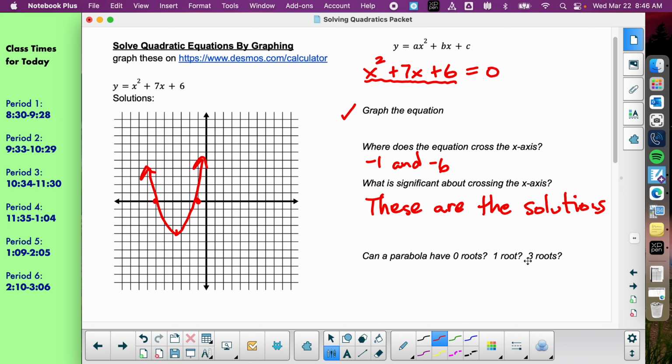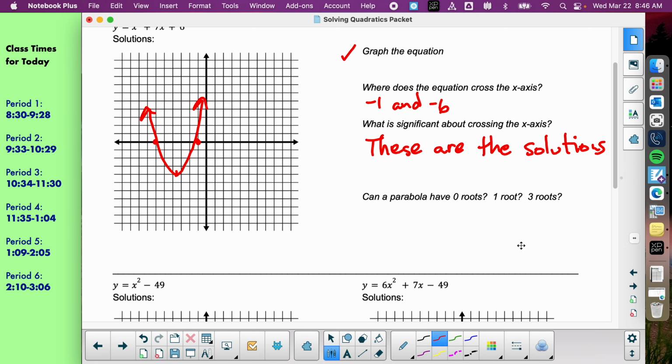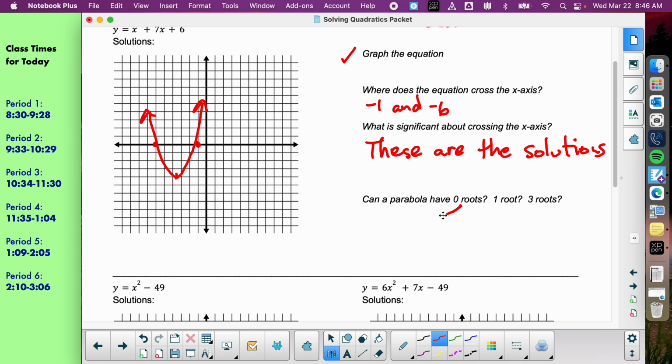Can a parabola have 0 roots, 1 root, 3 roots? So we've already found out it can have 2 roots. 2 roots are solutions. Can it have 0 roots? Yes. You had that in your graphs yesterday. If it doesn't cross the x-axis, it won't have any roots or solutions. So if it helps, let's draw a little picture of it. If your parabola looks like that, it's not going to cross. And in that case, you would say that there are no solutions. That was a really bad arrowhead. Let's fix that.